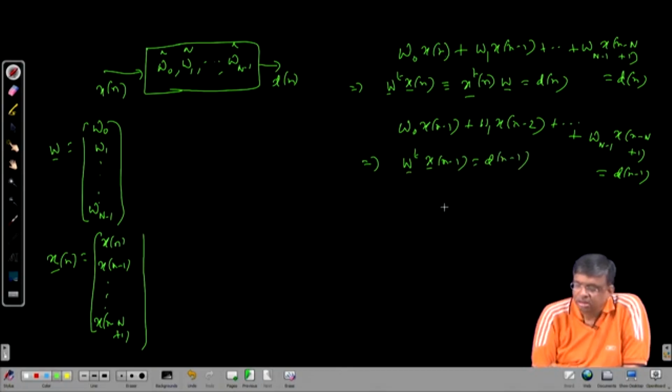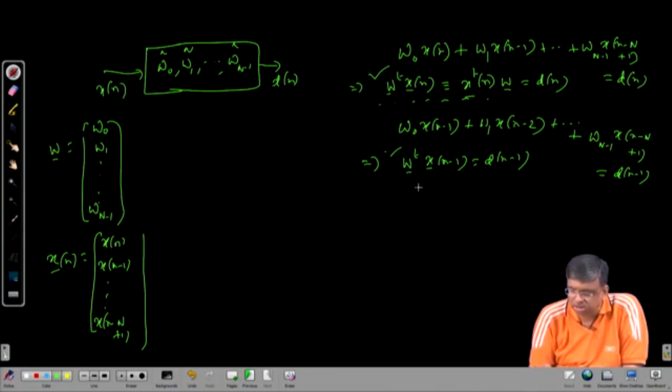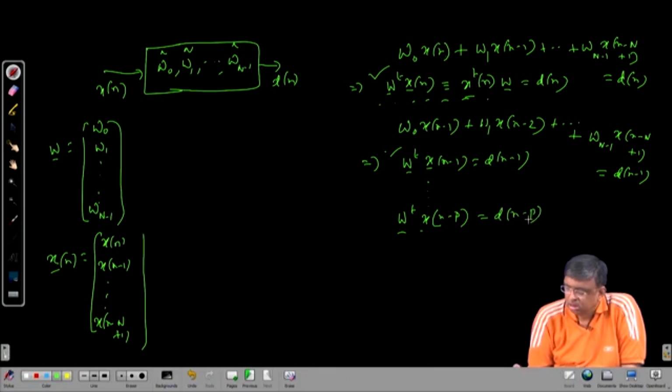So, simultaneously this should be satisfied, this one, this one, this one. That is at nth clock W should satisfy this equation, same W should satisfy at n minus 1th clock this equation, and so on up to p terms: n, n minus 1, n minus 2 up to maybe n minus p. Okay. P is called projection order.